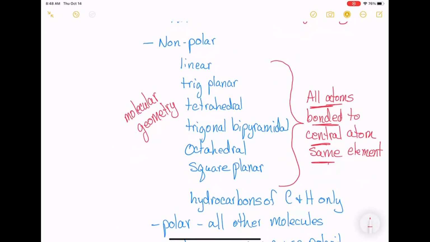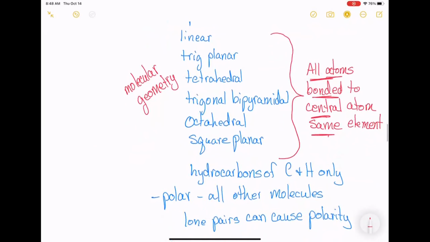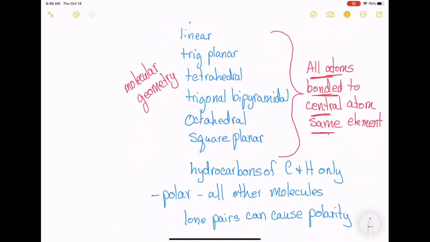If the molecule does not fall into these categories for nonpolar, that means it will be polar. Now, sometimes it's the lone pairs that cause the polarity, but it will be polar if it's not in one of those categories.